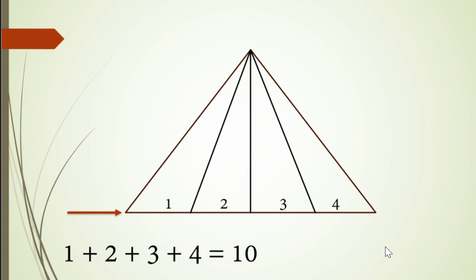Or in case when we have so many lines coming from the vertex to the horizontal line, instead of adding like this, we can simply multiply the highest number with its successor. Here the highest number is 4. 4 into its successor, which means the next number, 4 into 5, and then divide this by 2. That gives the answer.